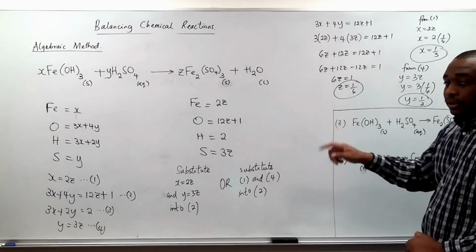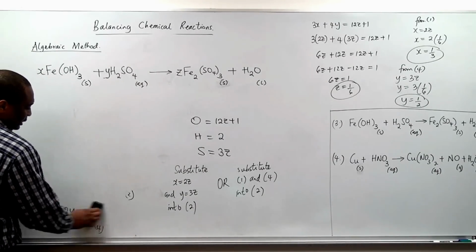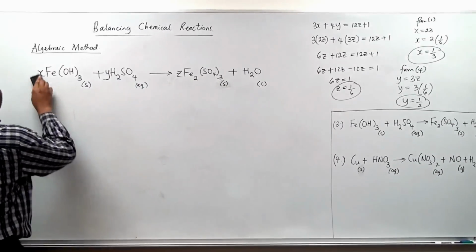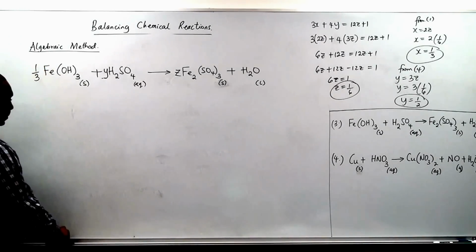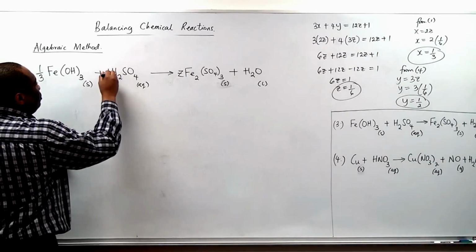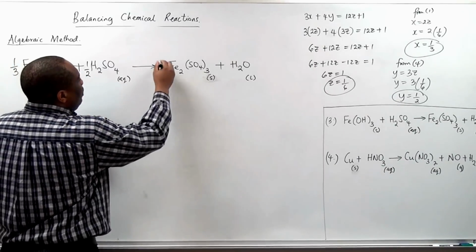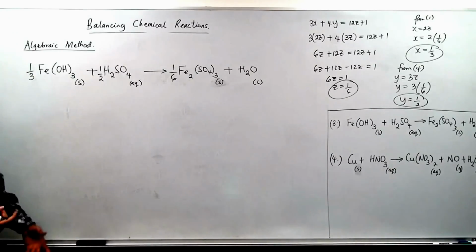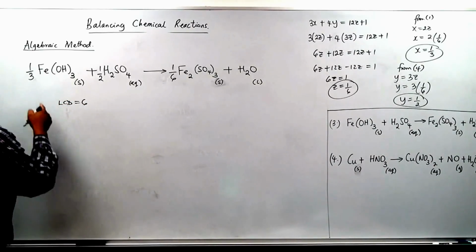Okay? So let me now erase this so I can still check this stuff. So our x is 1 over 3. Our y is 1 over 2. And our z is 1 over 6. So if we look at 1 over 3, 1 over 2, 1 over 6, LCD is what? LCD is 6. So we multiply everything by 6.